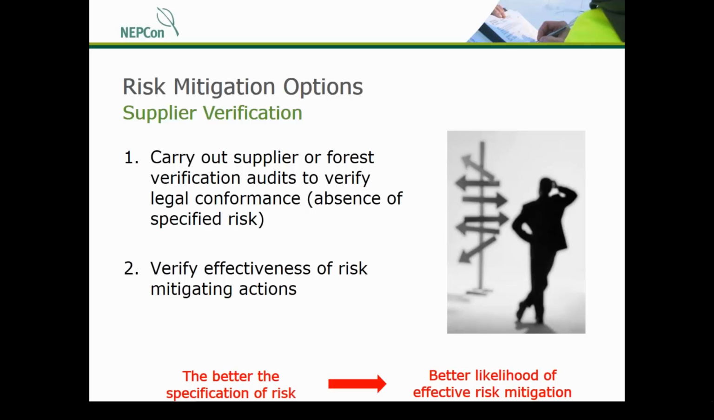But of course, going to the forest, visiting the forest and verifying the issues that have been specified risk can be, or is often, the only way that certain issues or risks can actually be verified and controlled. And also visiting or auditing suppliers at forest level or at processing level can be used, or should be used, as monitoring the effectiveness of risk mitigation actions.